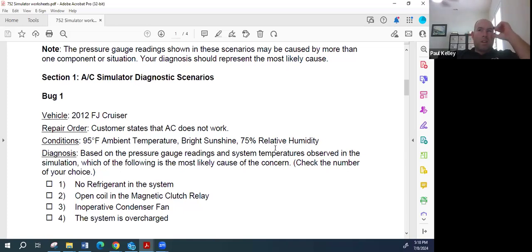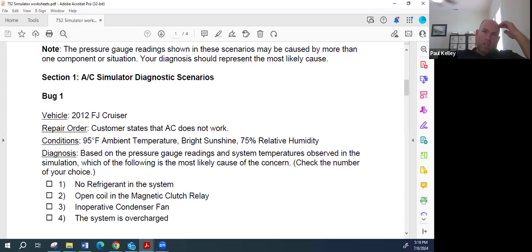That would actually suck right there. 75% humidity at that temperature, that's rough. You're talking like Houston there. Houston, we have a problem. Just saying.